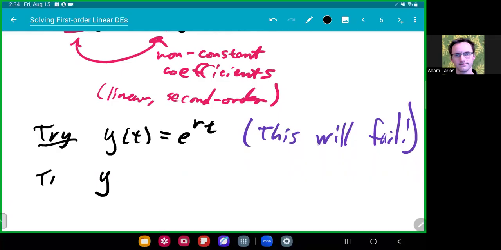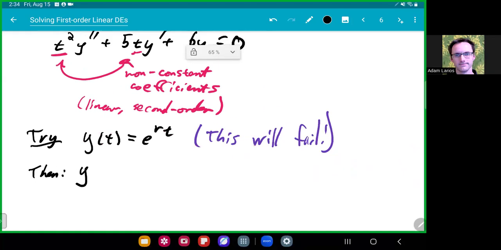So then, once we have this guess, the rest of the problem, we're in lockstep. We have no more choices to make at this point. So y prime will be r e to the rt, y double prime is r squared e to the rt, and we plug in.